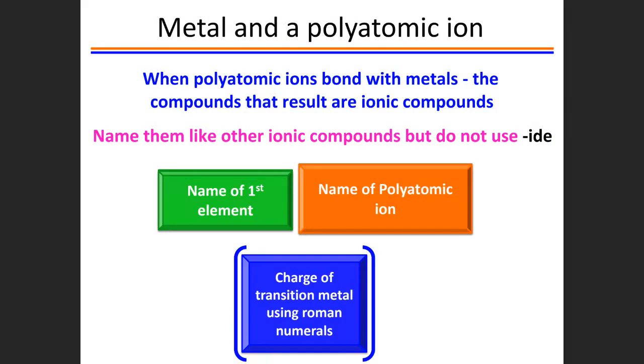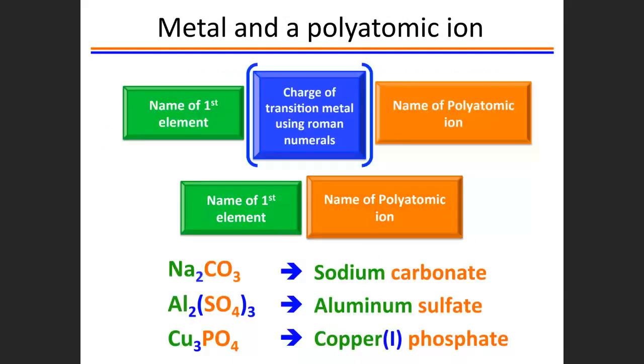When polyatomic ions bond with metals, the compounds that result are ionic compounds. We already checked that. And in the case of transition metals, we will use Roman numerals like 1, 2, or 3. A metal and a polyatomic ion. Here we have some examples.